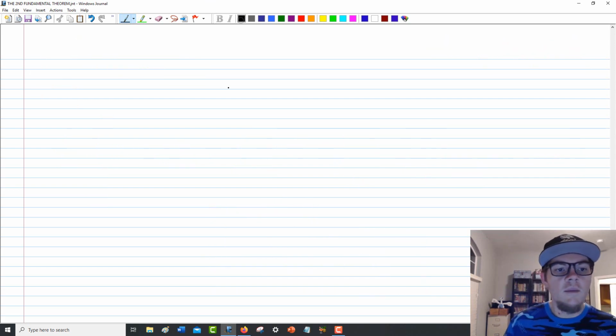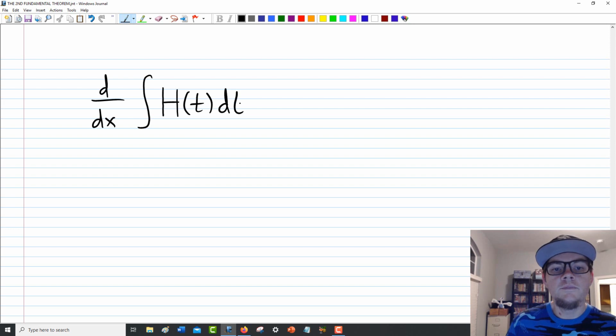So here is the statement of what's called the second fundamental theorem. If you take the derivative with respect to x of an integral, and we'll just call the inside capital H of t, dt. And then we'll have two limits of integration up here. I'll call them f of x as the lower one, and g of x as the upper one.